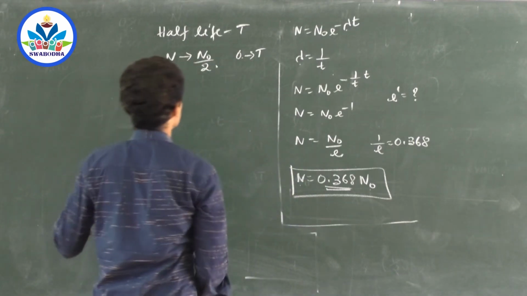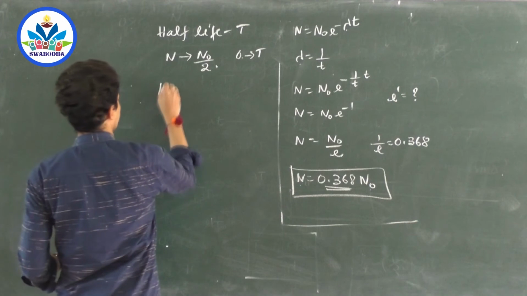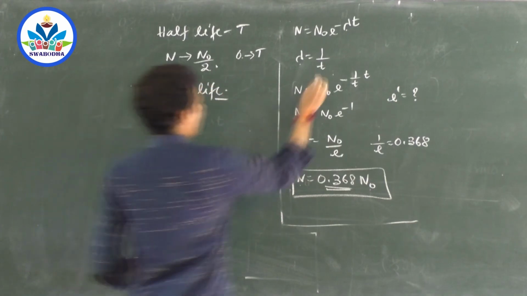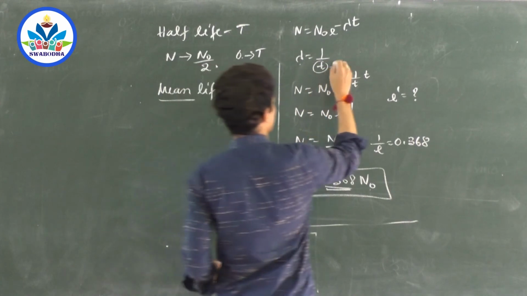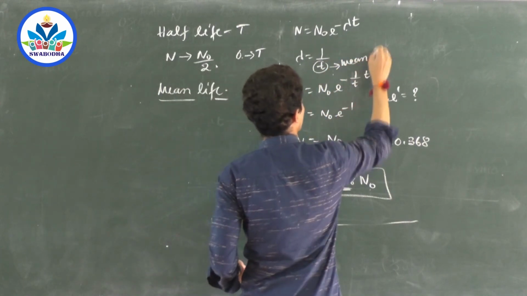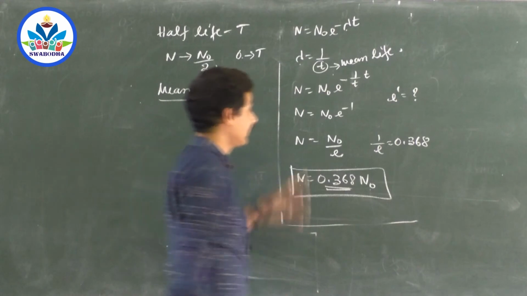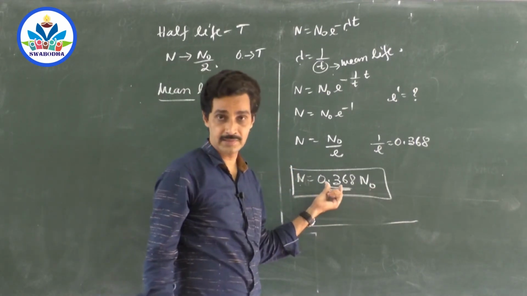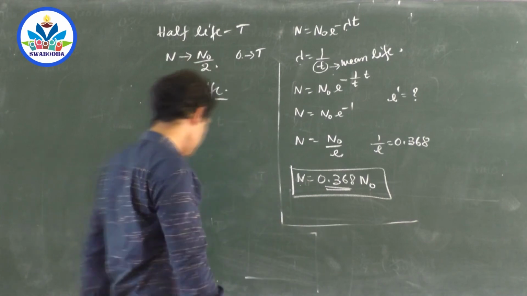Now we will have one more life, that is mean life. Now why can't I take this as mean life? We have defined a time, right? The time in which the number of atoms will decrease to 36.8%. That is taken as mean life. What do you mean by mean life?